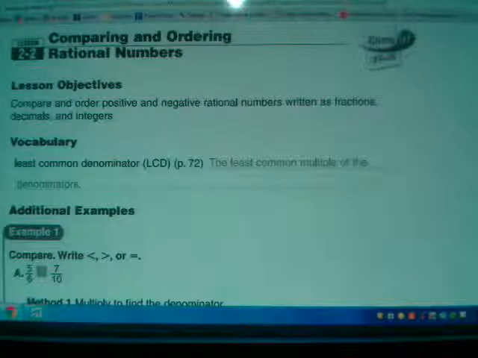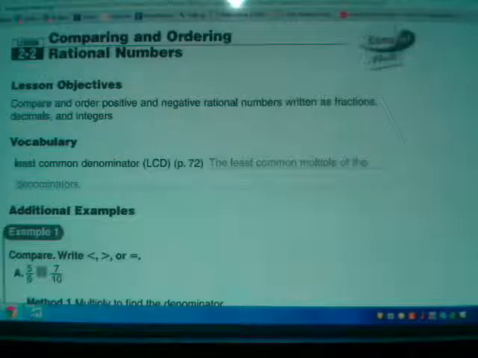This is a video recording of Chapter 2, Section 2, Comparing and Ordering Rational Numbers. And the objective here today is pretty much that. It's to compare and order positive and negative rational numbers written as fractions, decimals, and integers.